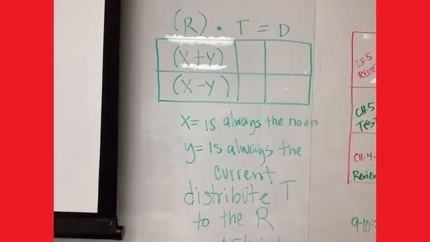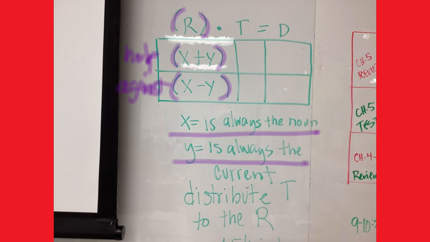Okay, the next part was our rate problems. We wrote this on the board, and we talked about how, because the rate is always in parentheses here, that we have the help of the current, and then we're going against the current, right? That X is always the noun, Y is always the current, and we distribute the time to all of these to write our equations, and then we always eliminate the Y values.